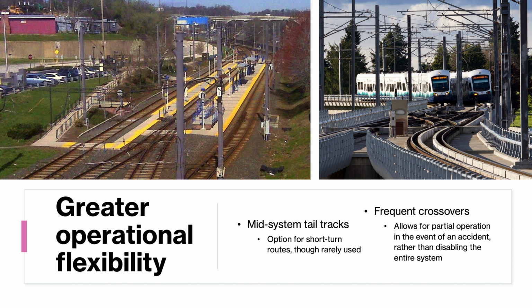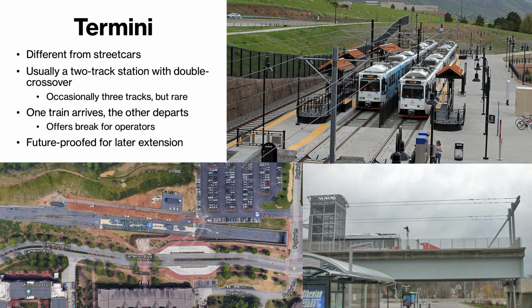But light rail usually does have frequent crossovers, allowing for partial operation. In the event that one main line becomes disabled, you can simply turn it into a single-track system on the other main line, rather than disabling or bifurcating the entire system like with streetcars. Light rail termini are also different from streetcars.